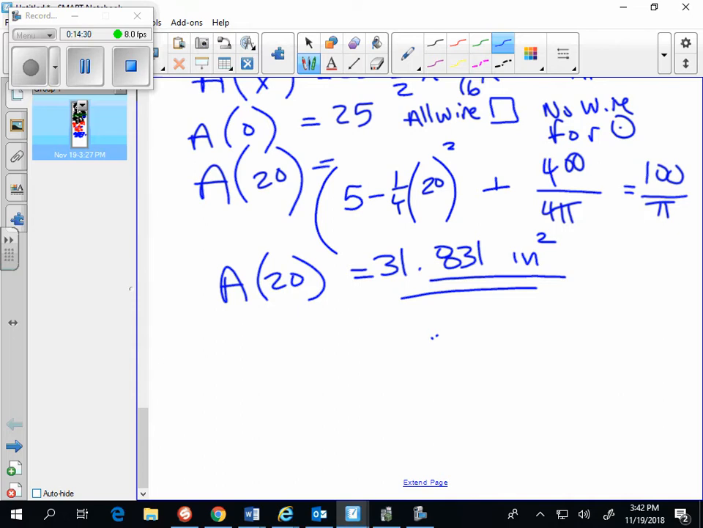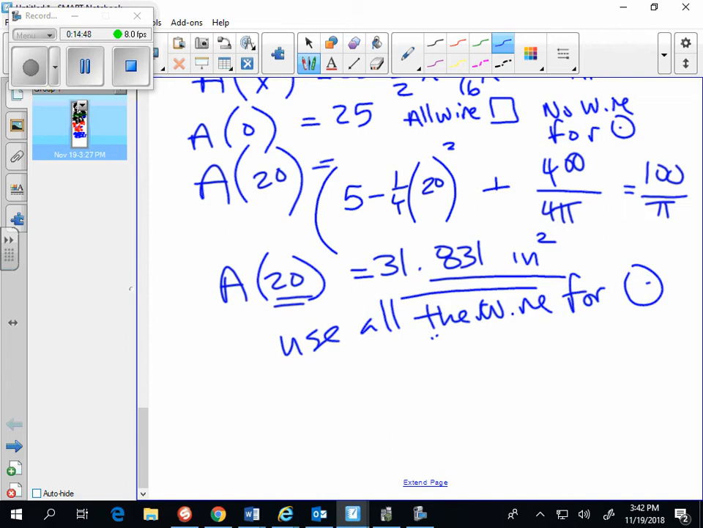That's my absolute max. Absolute max then comes when x equals 20. X was the wire that we were using for the circle. So this implies that we use all the wire for the circle and none for the square.